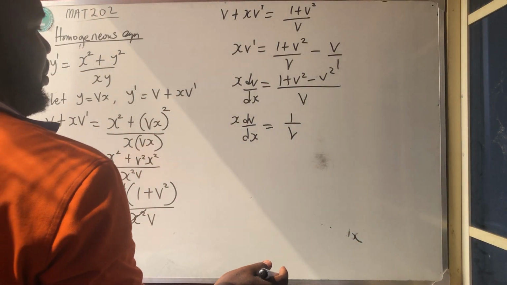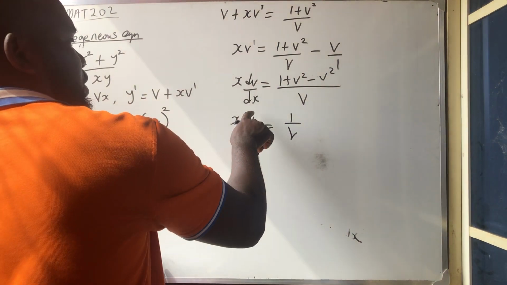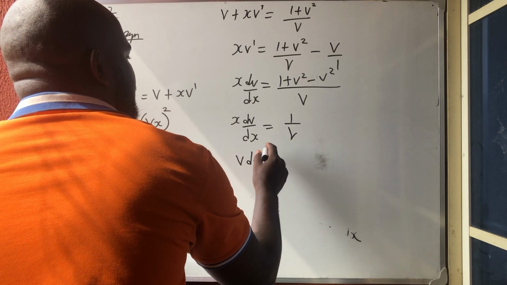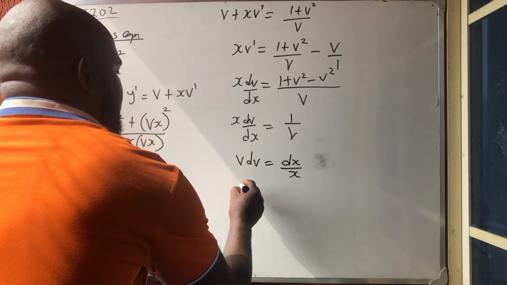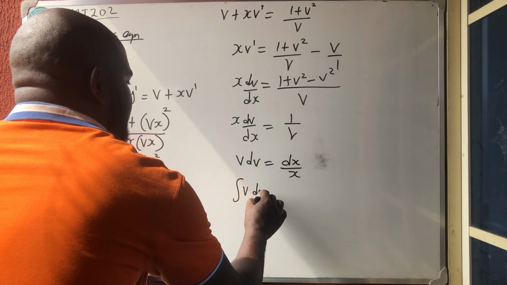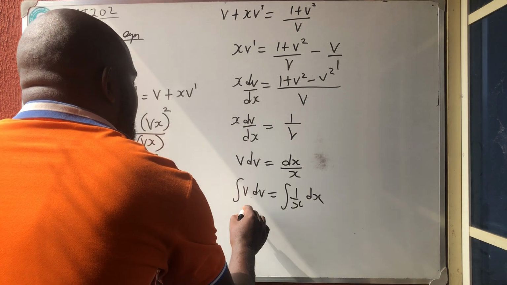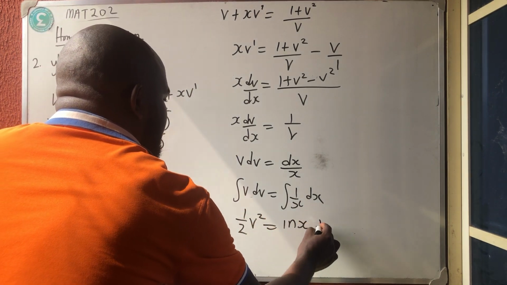So it is now separable. Remember that all the ones that have d must be at the numerator. So since the v is here, v will come here. So I'm having v dv is equal to, this one will go here, dx over x. So integrate. Integral of v dv is equal to integral of 1 over x dx. So this is 1 over 2 v squared is equal to ln x plus a constant.